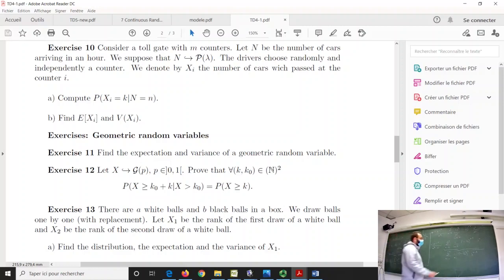So once again, I see that here I have a term that doesn't depend on n, so I can remove it. And I obtain, we continue, exponential minus lambda, lambda to the power k over m to the power k, k factorial, times the sum from n equal to 0 to plus infinity of 1 over n factorial, 1 minus 1 over m to the power n, lambda to the power n.